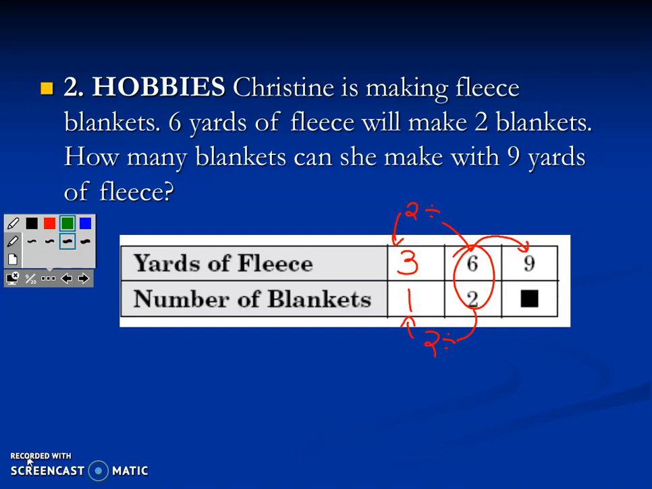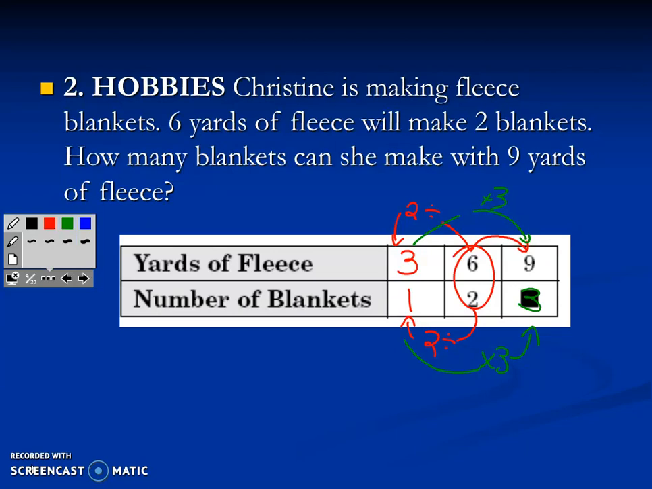I can now go from 3 to 9 because I know that I can multiply 3 by 3 to give me 9. So whatever I do on the top, I need to also do on the bottom. So 1 times 3 gives me 3. Apologize about that, guys. So we have 1 times 3 gives me 3. So that means that I have 3 blankets that come from 9 yards of fleece.